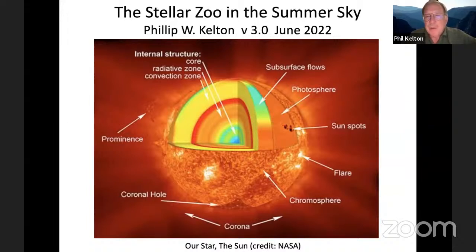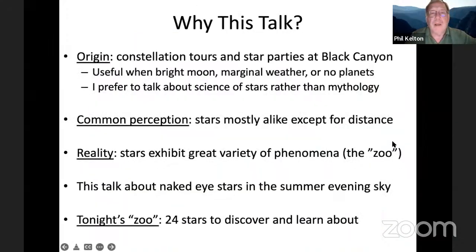So the outer visible layer we call the photosphere, and then above that's the chromosphere. And we commonly observe those with our solar telescopes. We often have flares and sunspots, prominences, and various other activities, and ultimately out into the corona. So let's move on.